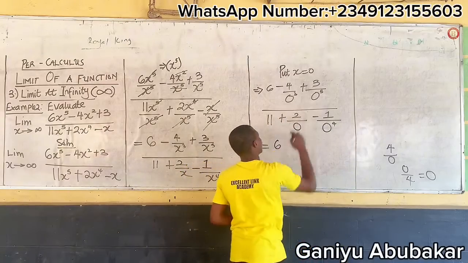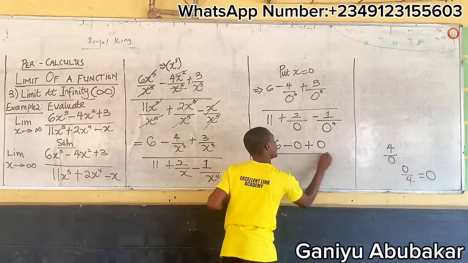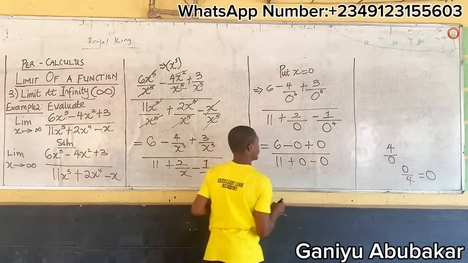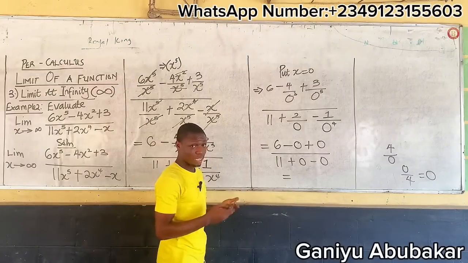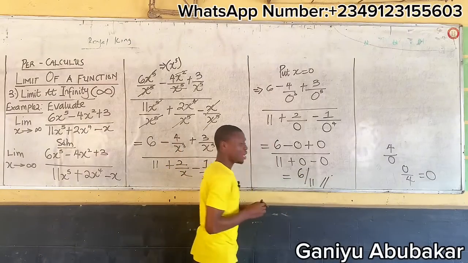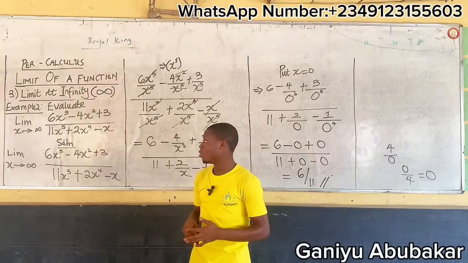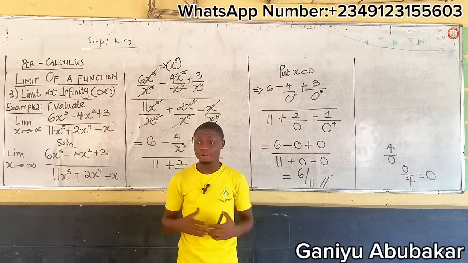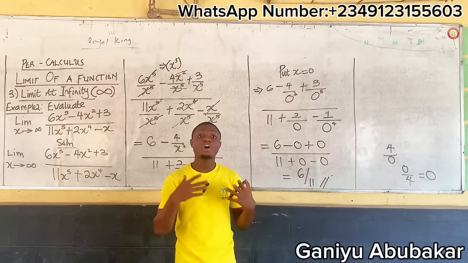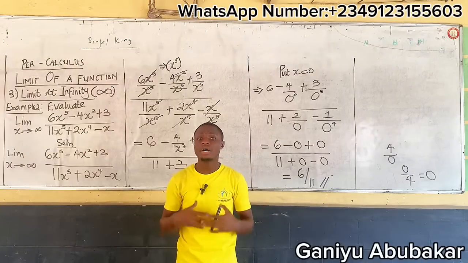So in this case, I just put 0 there: 6 minus 0 plus 0 over 11 plus 0 minus 0. From your math concept, this should give 6 over 11. So that is how to evaluate problems using the concept of limit at infinity. Let's look at yet the fourth method called L'Hospital's rule, and then we'll look at several other methods.